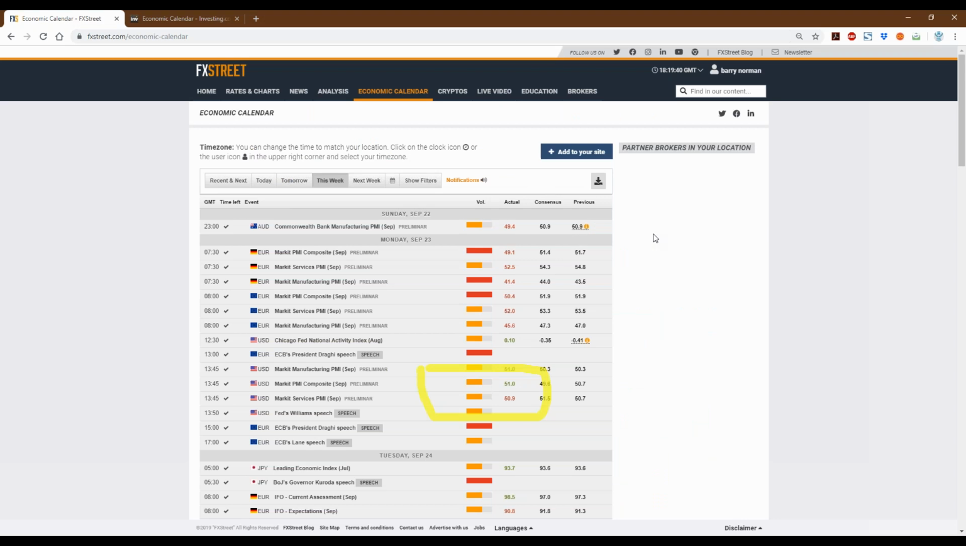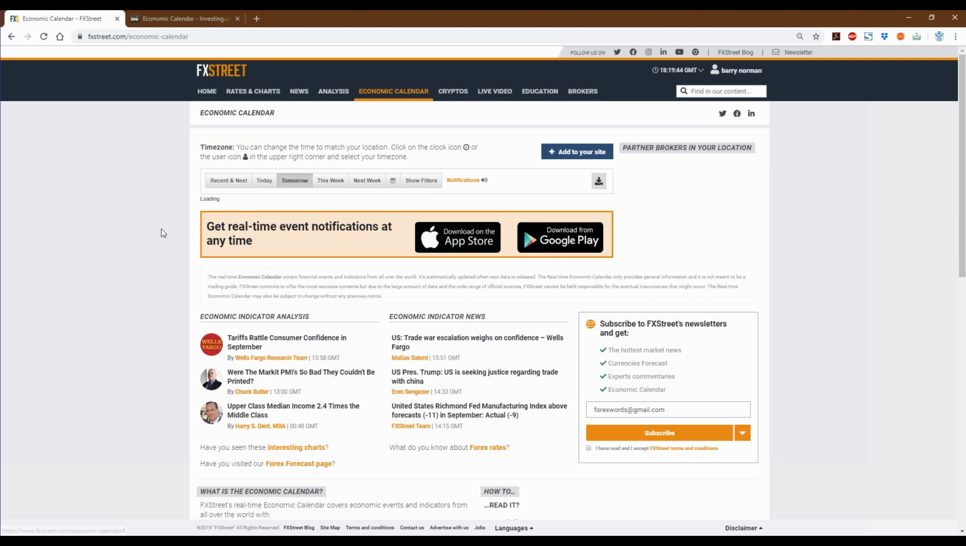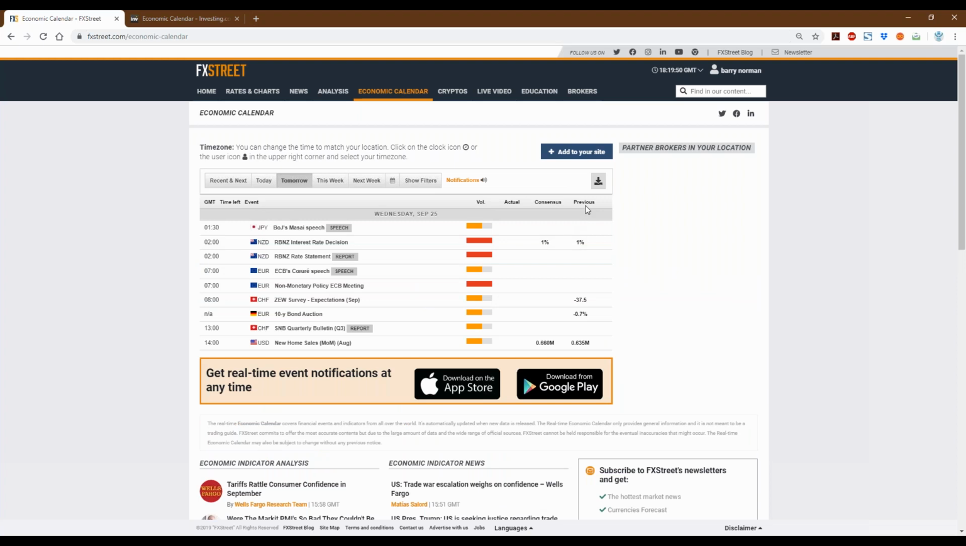So, like I said, we're going to come all the way over to the right. But first, what we're going to do is go to tomorrow's report, because we want to look at stuff that hasn't happened yet. So the first thing we see all the way to the right is what's called the previous.